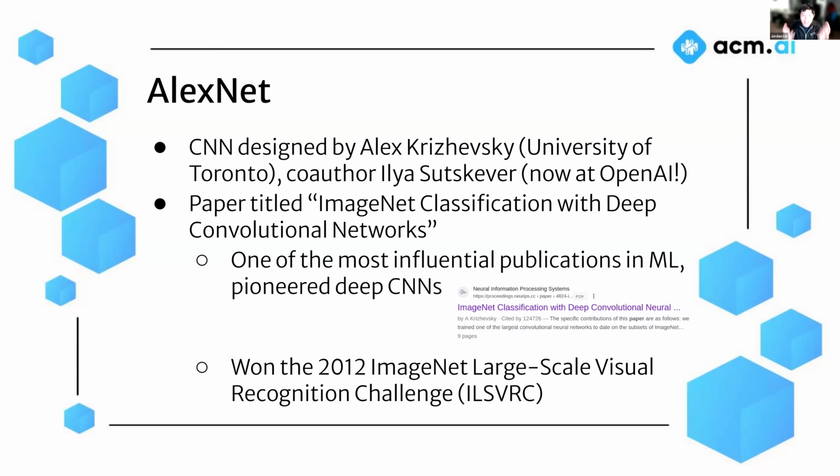Man knows his stuff. Anyway, it is a paper titled ImageNet Classification with Deep Convolutional Neural Networks, and it's one of the most influential publications in ML and pioneering deep CNNs. You can see the cited-by number here, 124,000 citations to date. And it won the 2012 ImageNet Large Scale challenge by 10% compared to second place, because no other paper at this point was using deep learning, right?